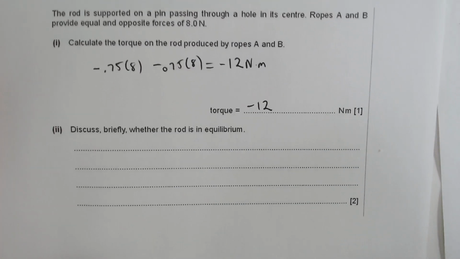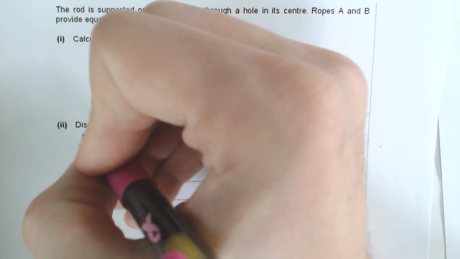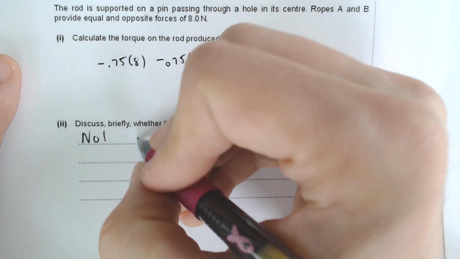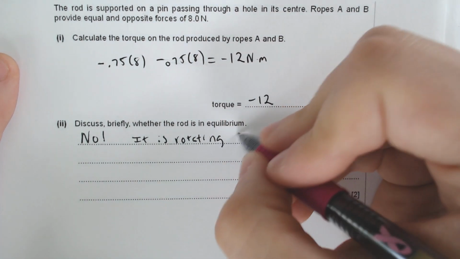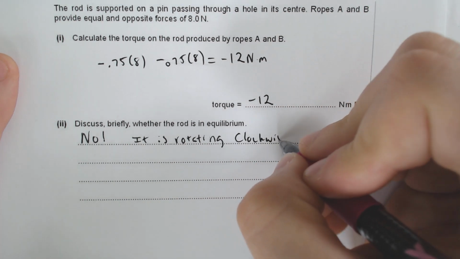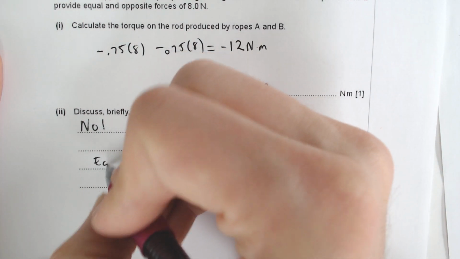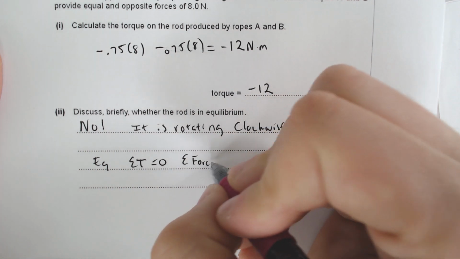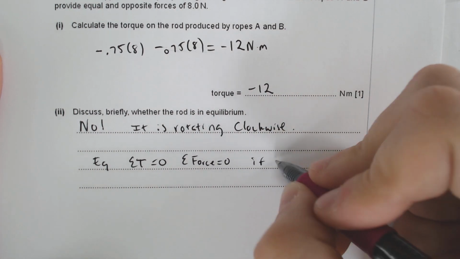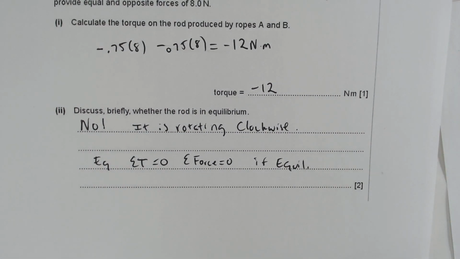Counterclockwise is considered positive. Discuss briefly whether the rod is in equilibrium. The answer to that is heck no. It is rotating clockwise. And if it is in rotation, then it is not in equilibrium. In order for it to be in equilibrium, the sum of all torque has to equal 0, and the sum of all forces has to equal 0. That is not the case here, therefore it is not in equilibrium.